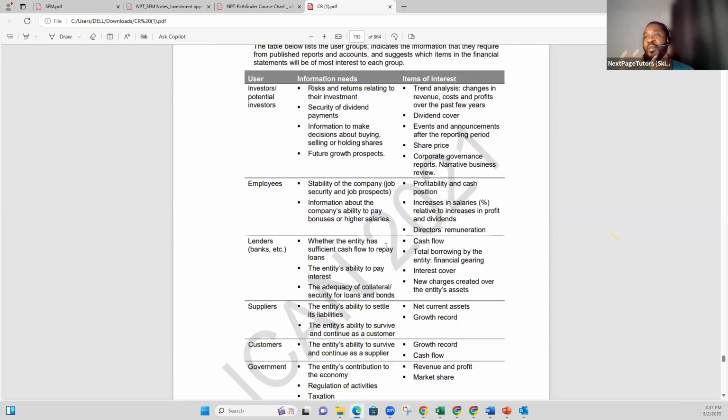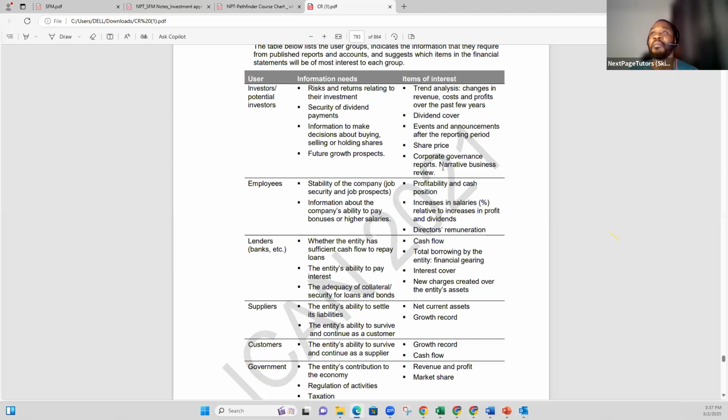Those are some of the things that you see here. Take a look at it. It says employees, right? Your profitability and cash position, increase in salary, relative increase in profits, and dividend. Directors: so it depends on the level. A director is looking at the remuneration you've paid over the years, right? So different stakeholders with different interests.